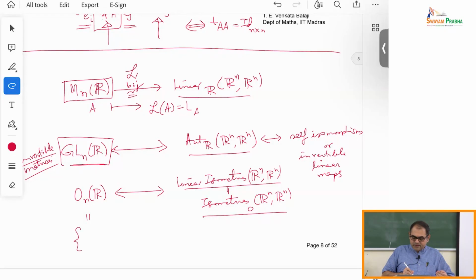Another way to see it is, what is the orthogonal group? It is the set of all A in Mn R such that the condition is transpose A A is equal to identity.